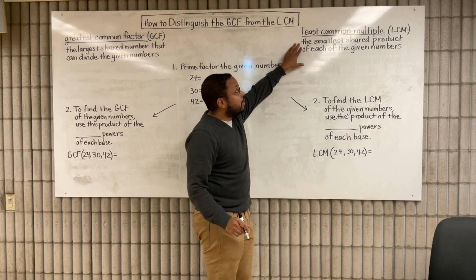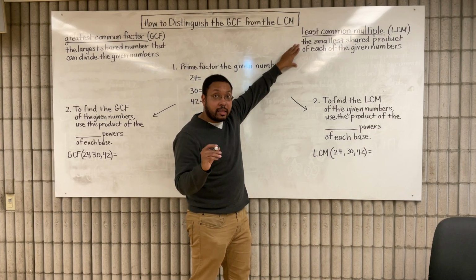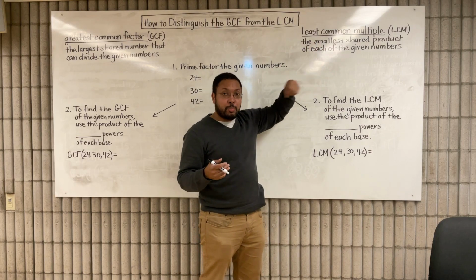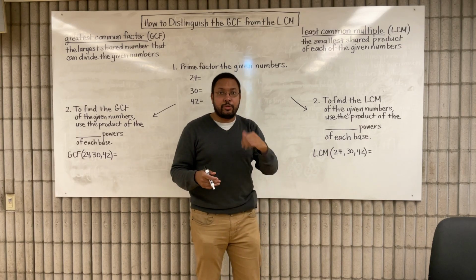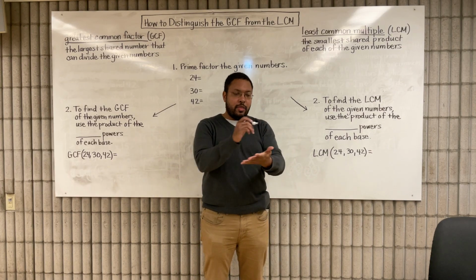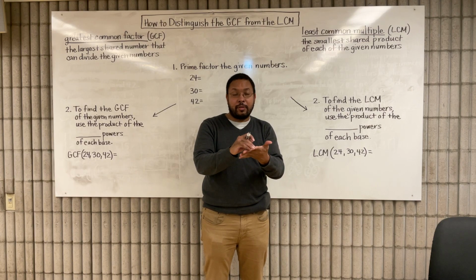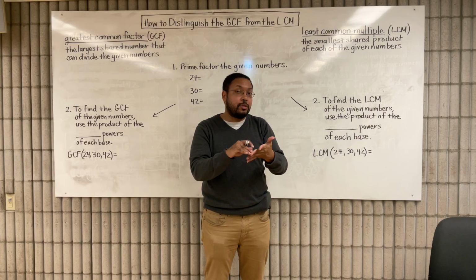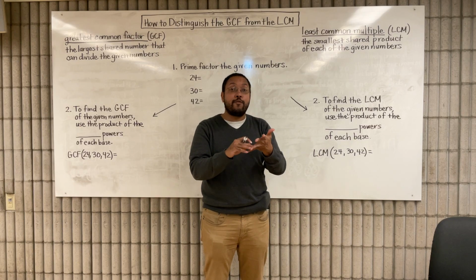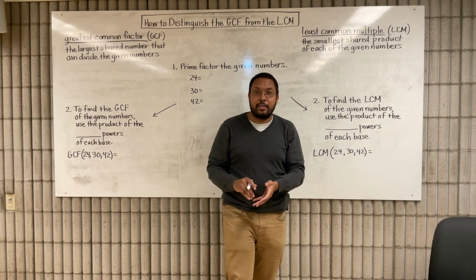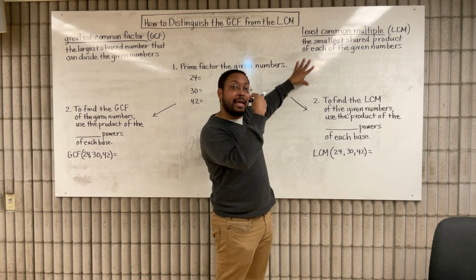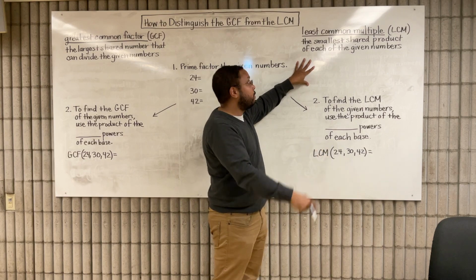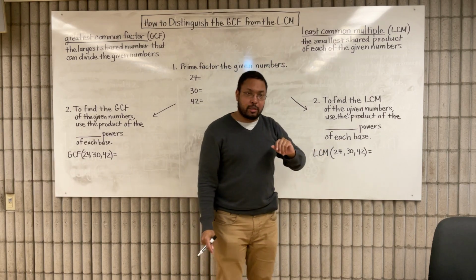And then the least common multiple is the smallest shared product. A multiple is a product of a given number. So if you want to find the multiples of 2, just count by 2s: 2, 4, 6, 8, 10. The first multiple of 2 is 2, the second is 4, the third is 6, so 3 times 2, the fourth is 8, 4 times 2, and the fifth multiple of 2 is 10, so 5 times 2. So the multiples are the products you get when you multiply that given number by another whole number, okay? So that's the least common multiple.